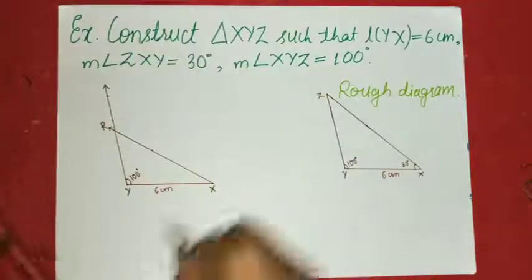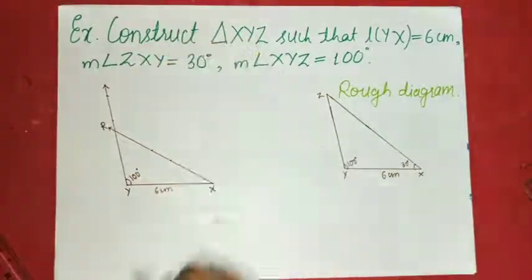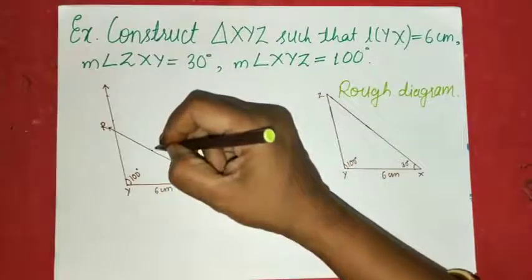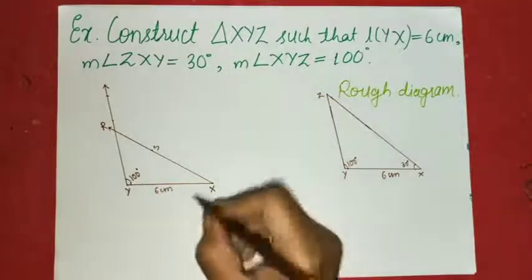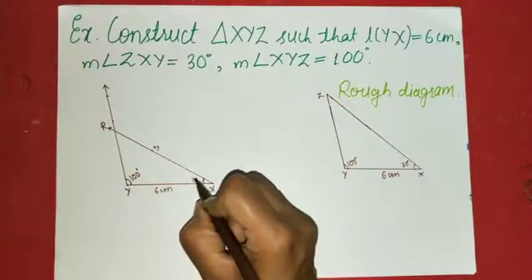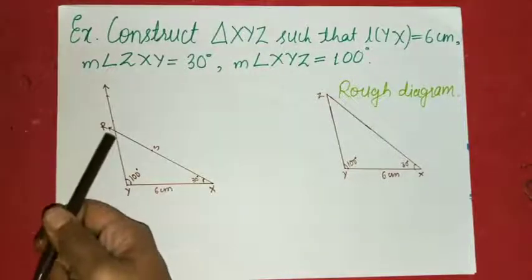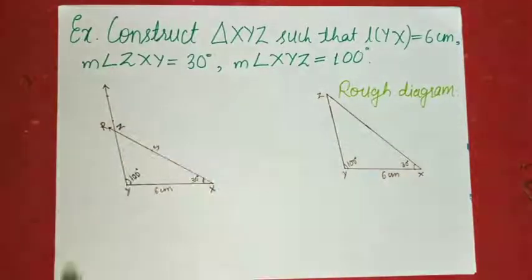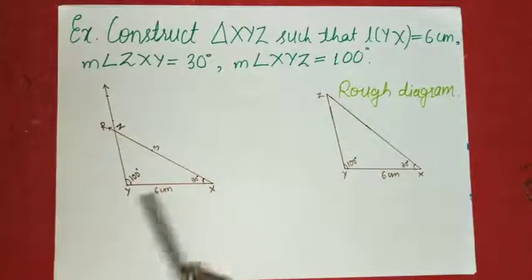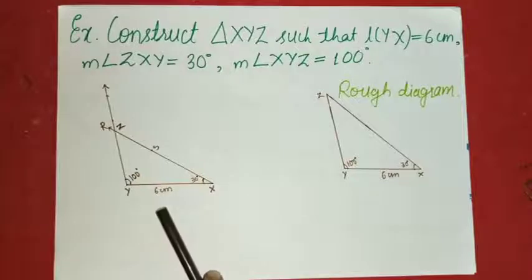Now give any name to this ray. Let us say XS. Ray XS is a ray that makes an angle of 30 degrees. Now you got the intersecting point. This intersecting point is the vertex Z. Now you got the triangle XYZ. So this is the required triangle.